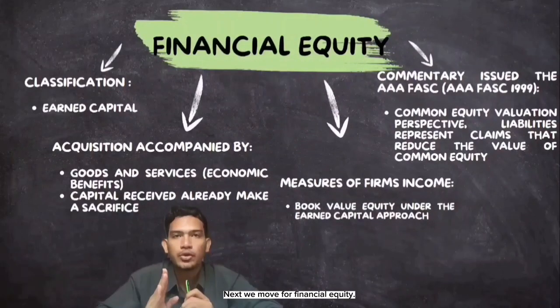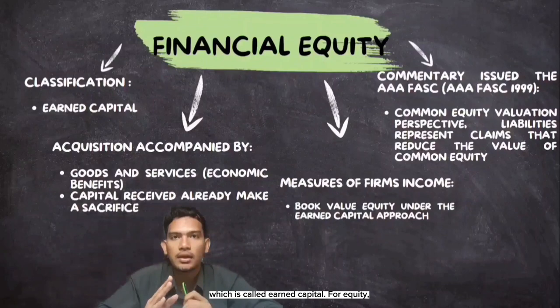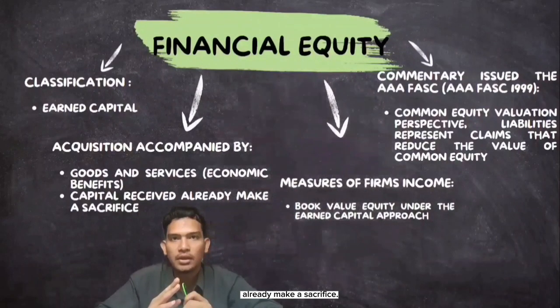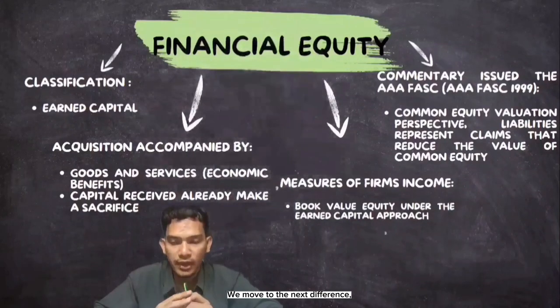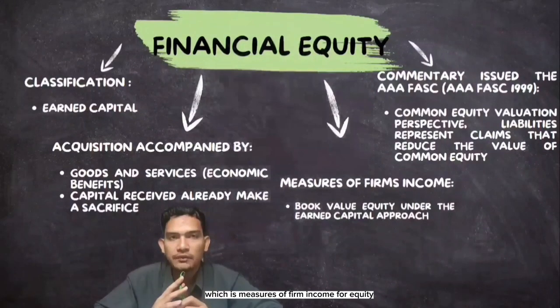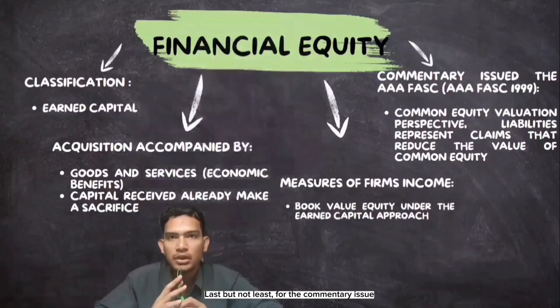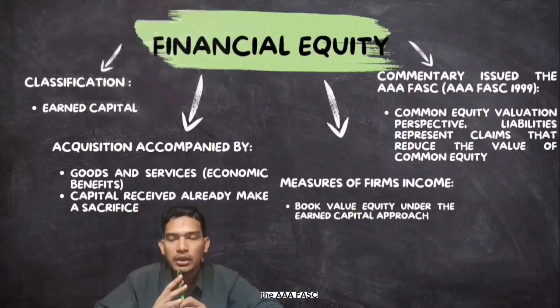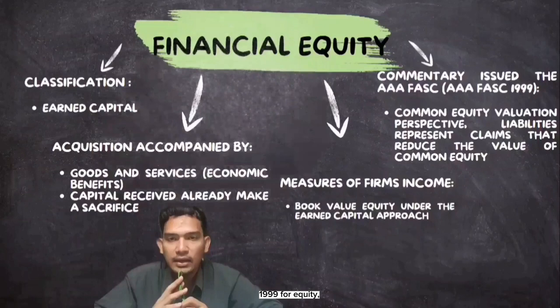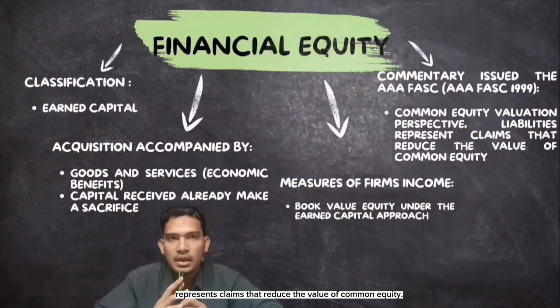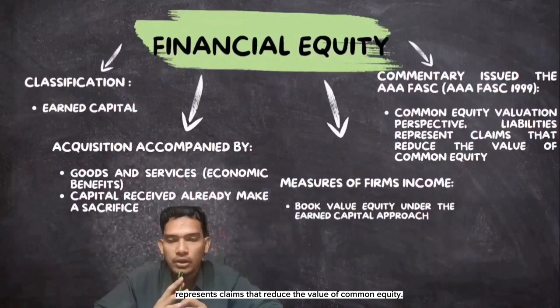Next, we move to financial equity. The classification for equity is firms providing goods and services, which is called earned capital. For equity, acquisition in the company by goods and services for future economic benefits, and capital received has already made a sacrifice. We move to the next difference, which is the measure of firm income. For equity, it is book value equity under the earned capital approach. Last but not least, the commentary issue, the AAA FASC 1999: for equity, from a common equity valuation perspective, liabilities represent claims that reduce the value of common equity.